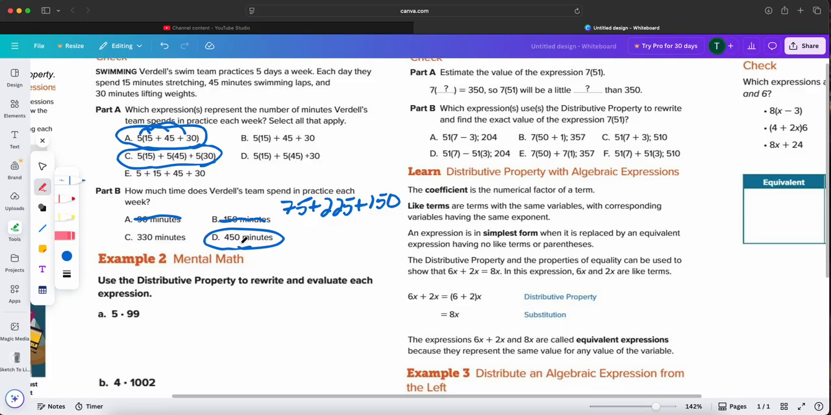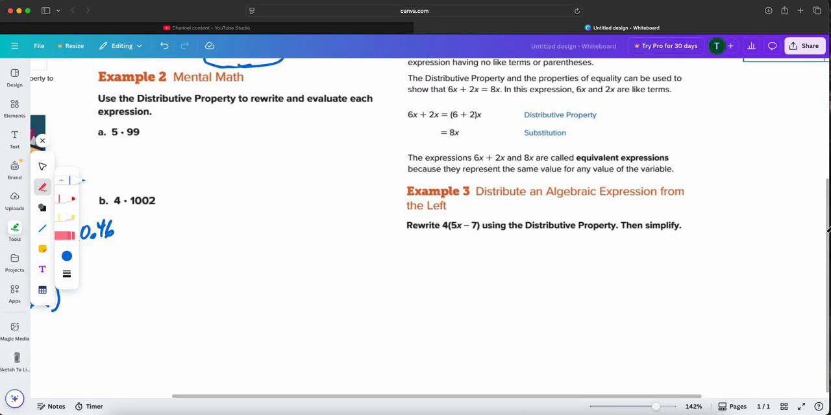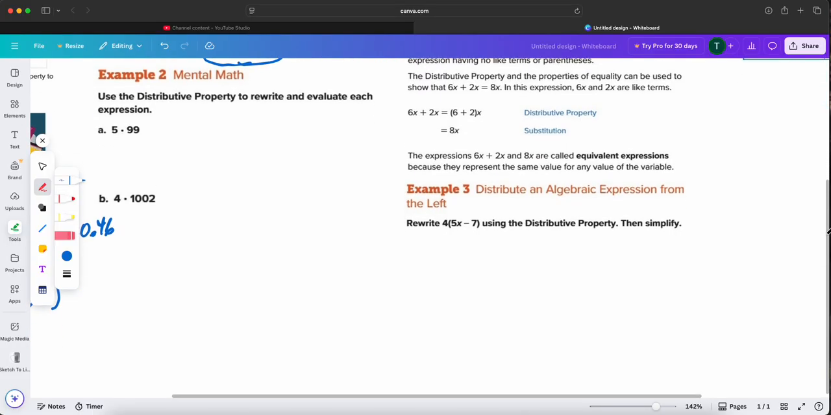Now this next part, they give us a problem and they want us to rewrite it so that we'd have to use the distributive property to solve it. My suggestion in this case is to keep the first number, or at least the easier number of the two, the same. So in this first one, I would keep 5 the same. So it's using distributive property.